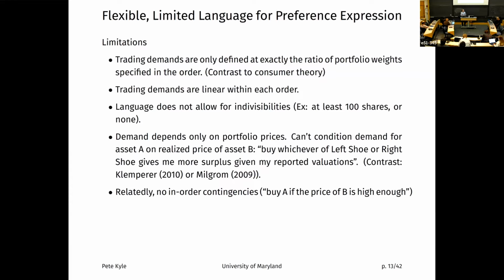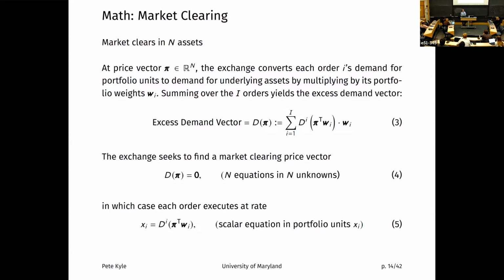And the demand has to be a function of the price of the portfolio you're trading, not a function of the price of something else. I can't say I'll buy Apple if the price of Google goes up and put that into my demand schedule. If I'm buying Apple, it has to be a function of the price of Apple. There are some limitations. Okay, so let me go to market clearing.